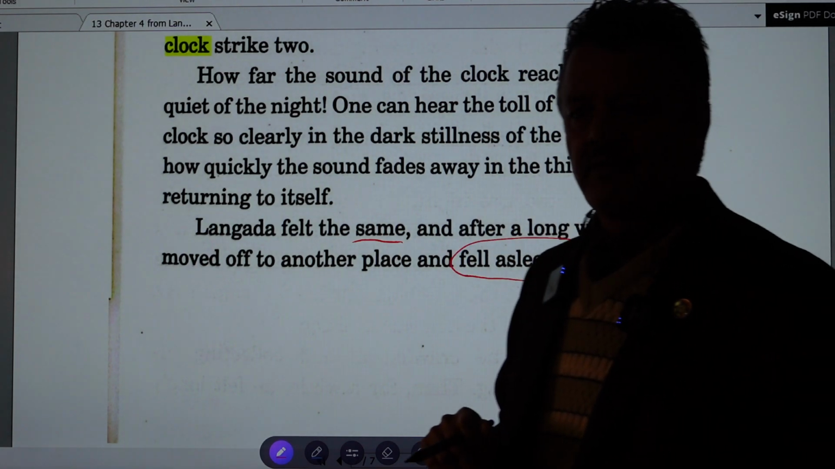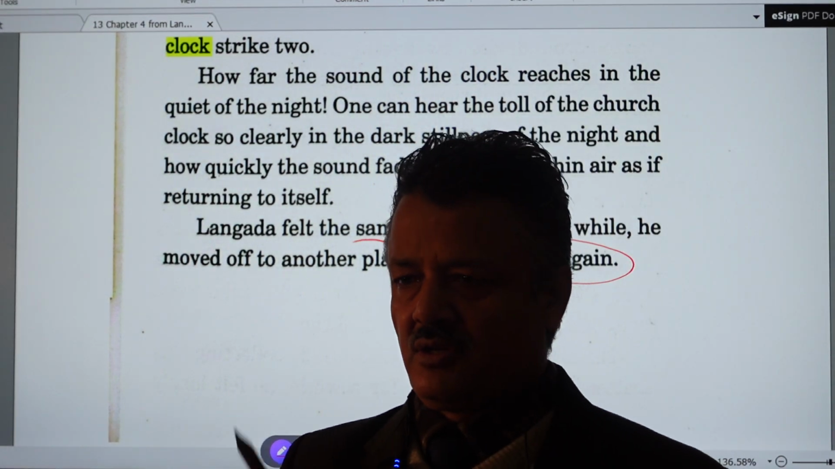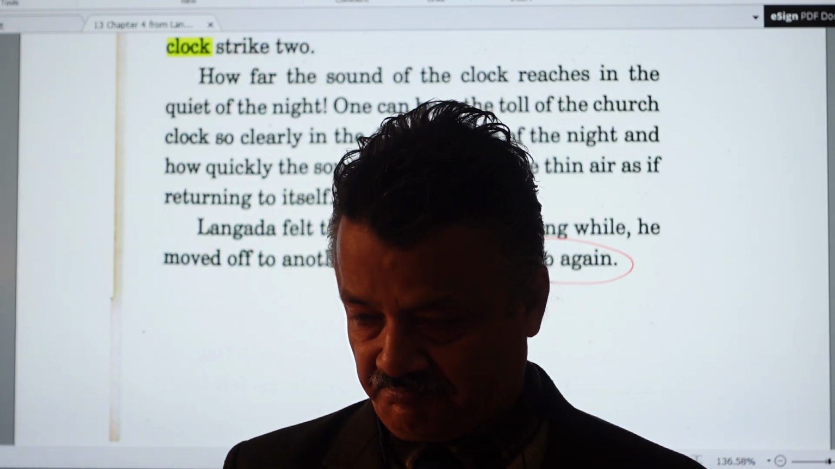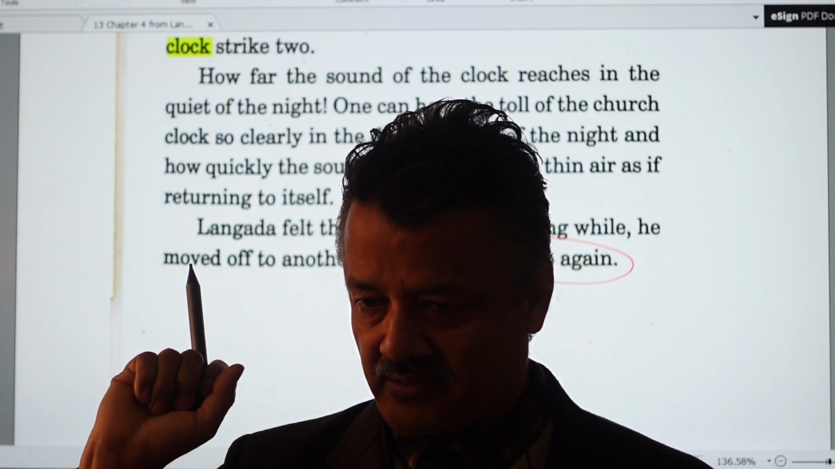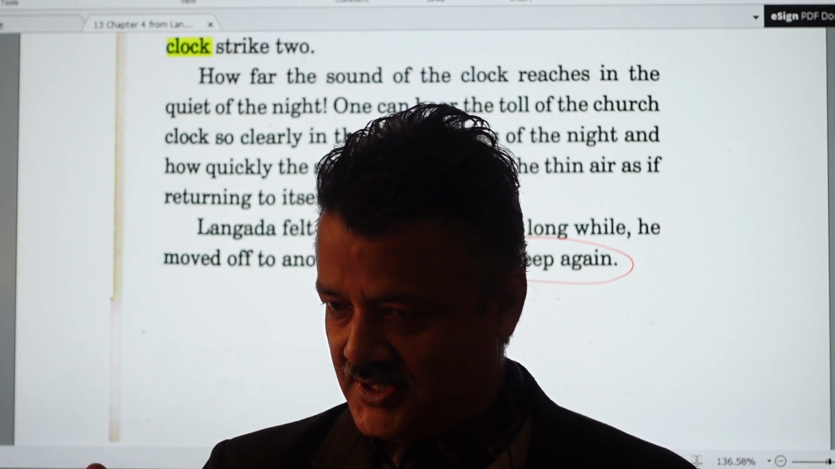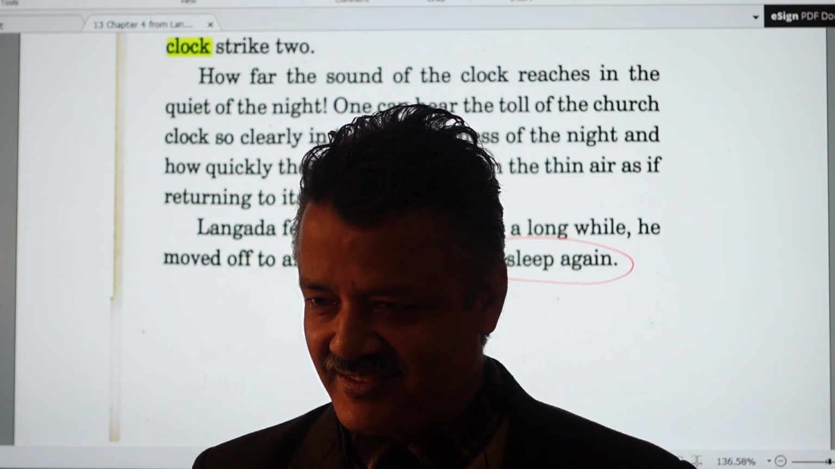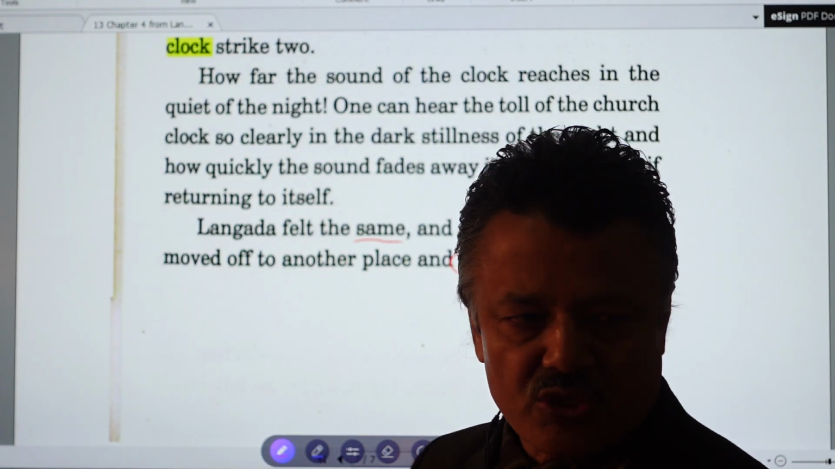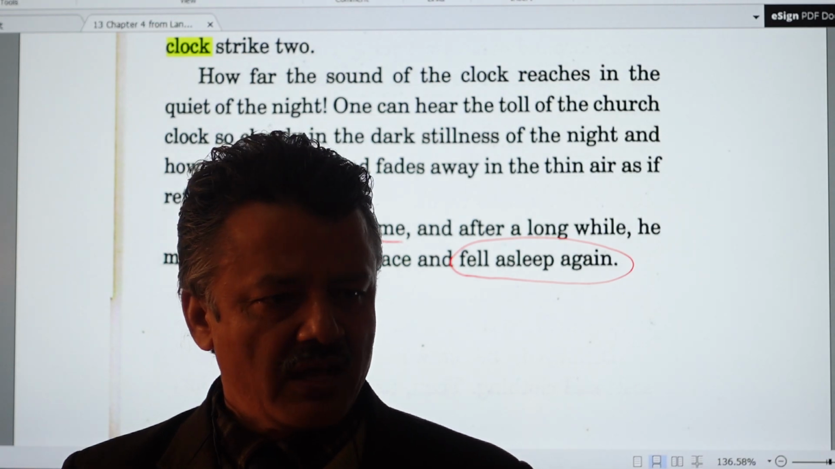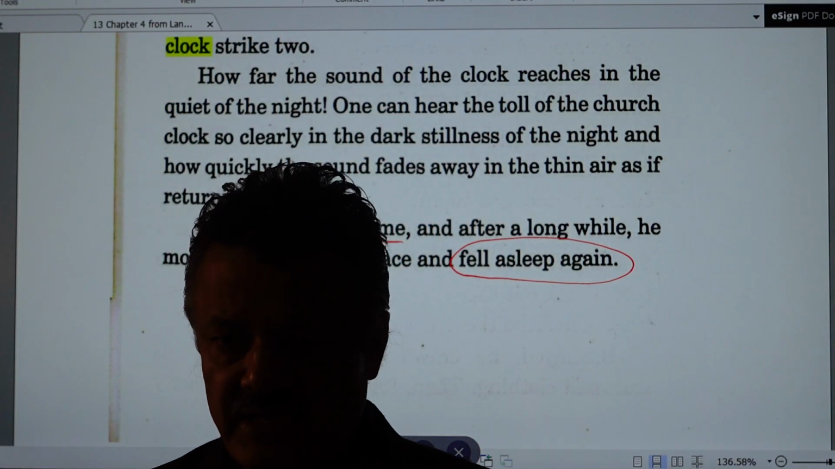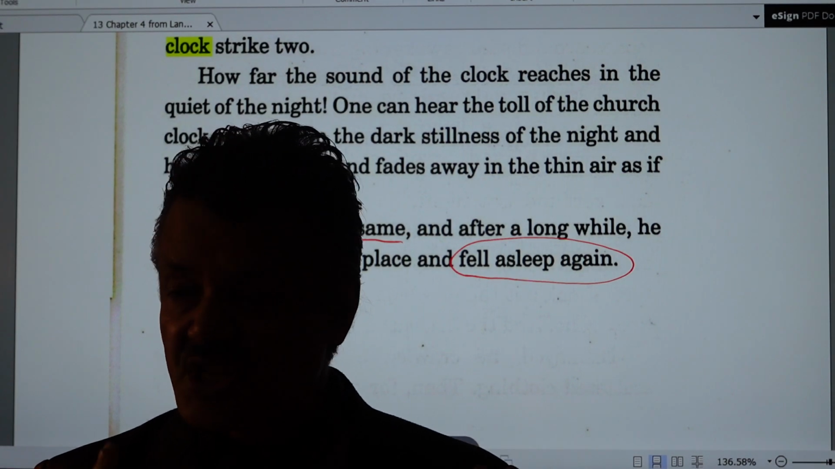Look how the story ends. Writers use tricks to end stories. Look at the trick here. When you make the hero fall asleep, the story has to end naturally. Otherwise, suppose Langada was doing something, he was not sleeping, and the story ended, you would ask a question. Oh, Lain Singh Bangdel, how come you end the story here? It's not ended yet. Something is happening. So writers use this idea.